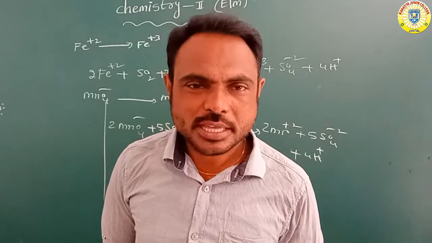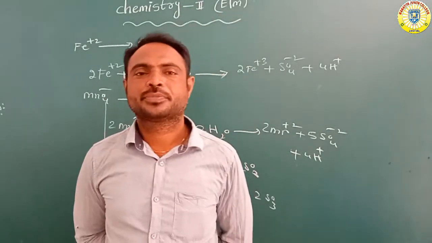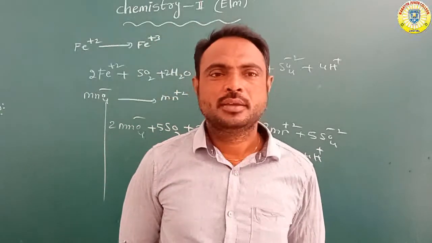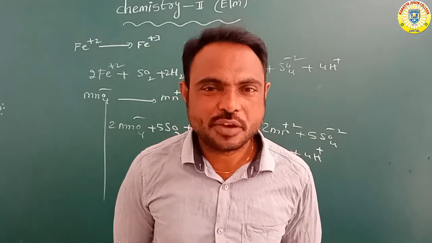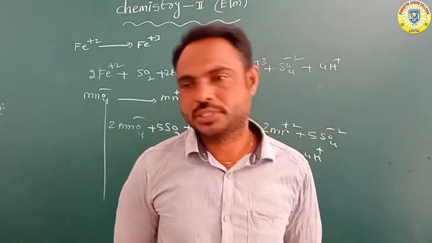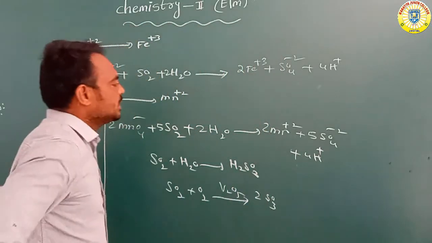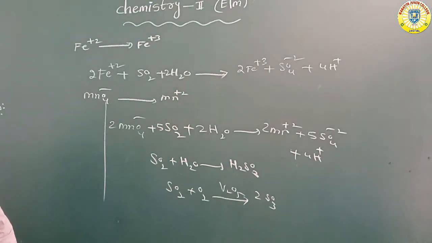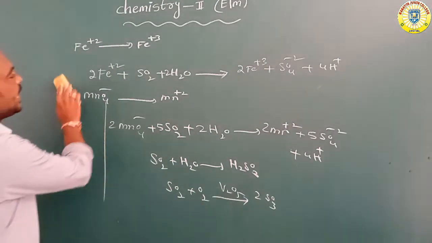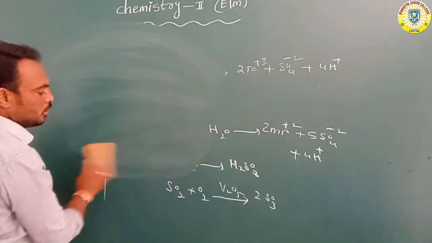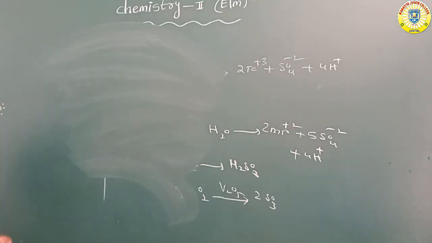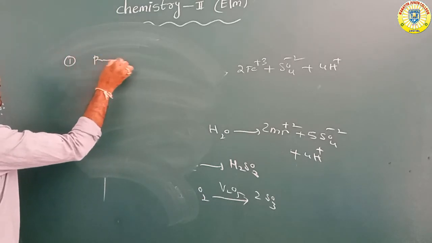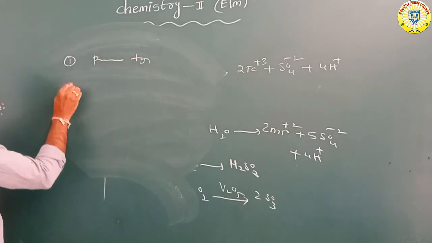What is the use of sulfur dioxide? Sulfur dioxide is mainly used for the preparation of different types of compounds.